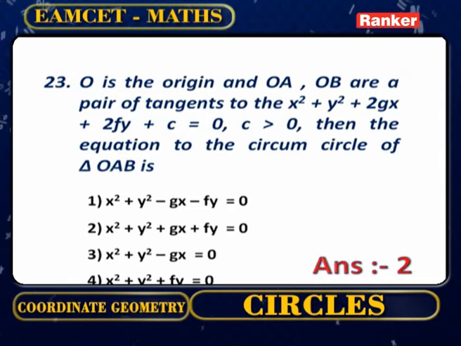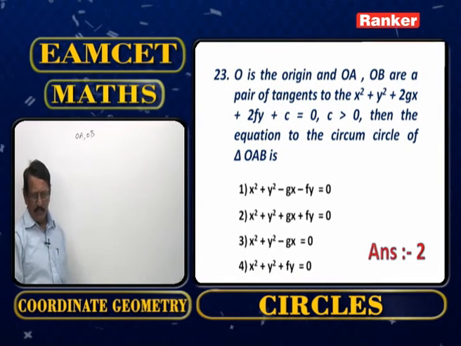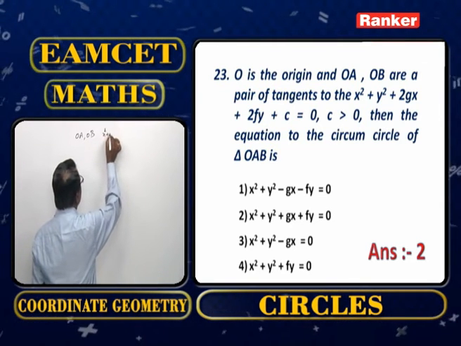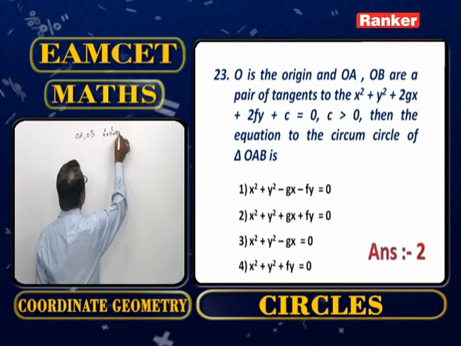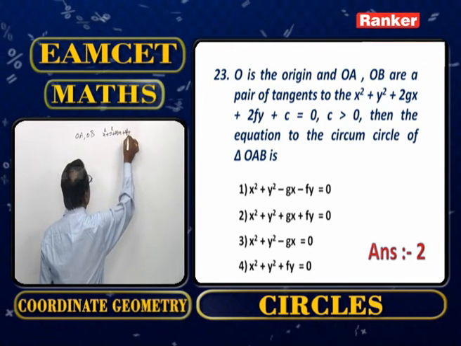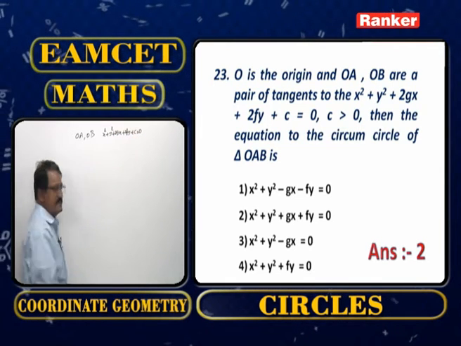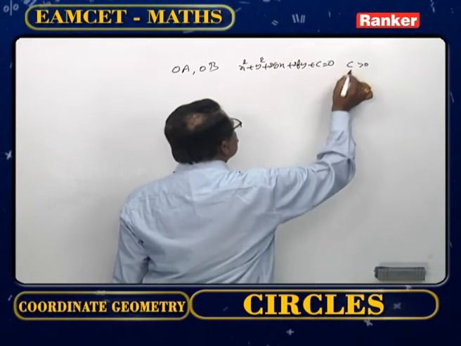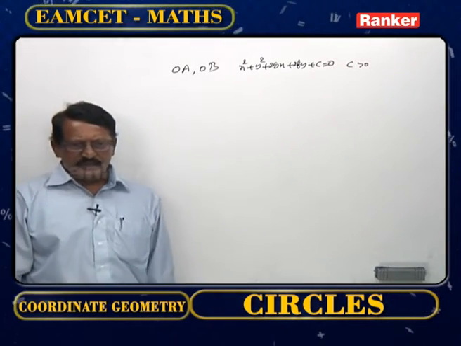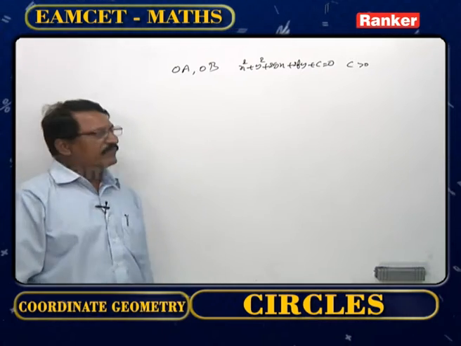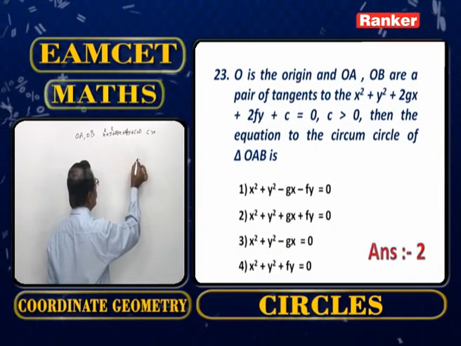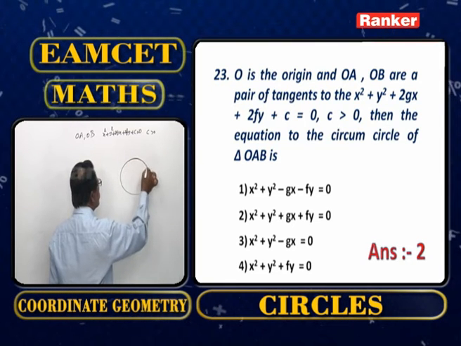O is the origin. OA and OB are a pair of tangents to the circle x square plus y square plus 2gx plus 2fy plus c equals 0, where c greater than 0. Then the equation of the circumcircle of the triangle OAB.